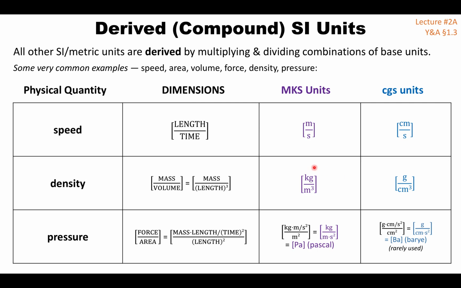Not every compound unit or derived unit has a name. Density has no name, so we just write kilograms per cubic meter. The same is also true for momentum. Momentum, which we'll learn later, has no named unit. But many other quantities, like force and energy and power, do have named units. So we'll learn them as we go.